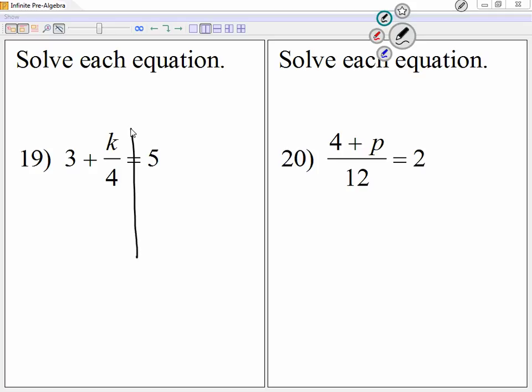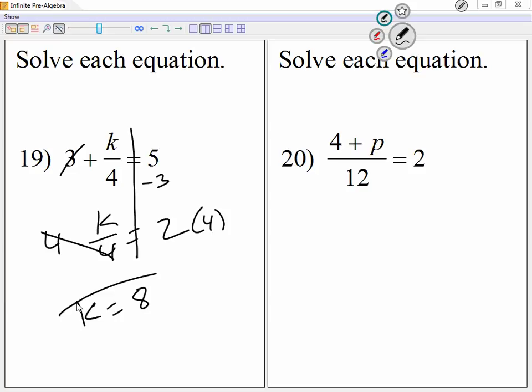I'm just going to separate them with the equal sign. My positive 3, move it to the right as a negative 3. So I'm going to have k over 4 is equal to 2. Then the way I know I'm going to undo a fraction is by multiplying both sides by 4. So I'm going to get that k is equal to 8. It will be positive 8 because 2 times 4, positive times positive.